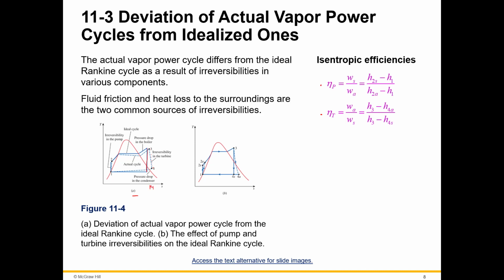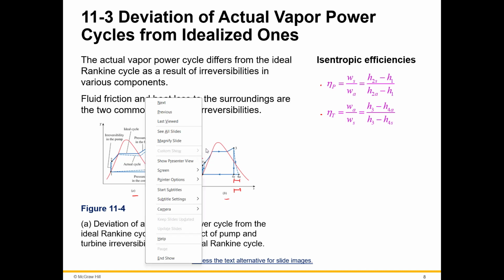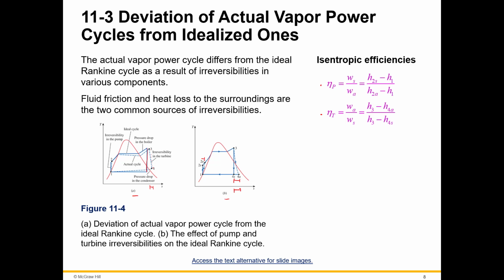And then when we're talking about B, the effect of pump and turbine irreversibilities on the ideal Rankine cycle, you can see that as well. See the change right here. And that's the presence of those irreversibilities. And right here too, you get a little bit right here. Most notable on that other side though.